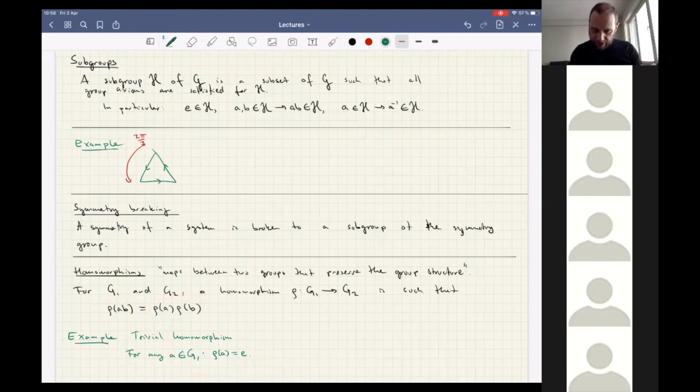We can also look at the trivial automorphism, which is just, you can make a map, a homomorphism from a group to itself. So if G1 is equal to G2, you can always take rho of A equal to A, and that's obviously going to satisfy this criterion as well.